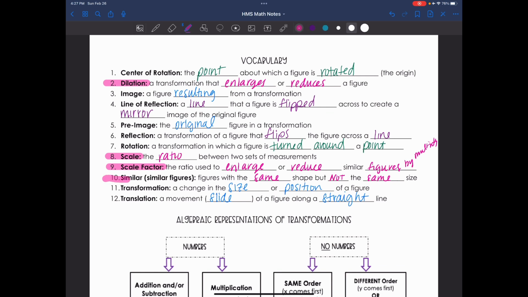Similar figures, you all know that from 7th grade. These are figures with the same shape, but not the same size. So like the same angle measurements, not the same lengths because they're not the same size, but they are similar figures. Their lengths are proportional.